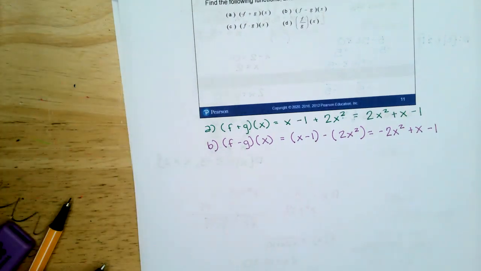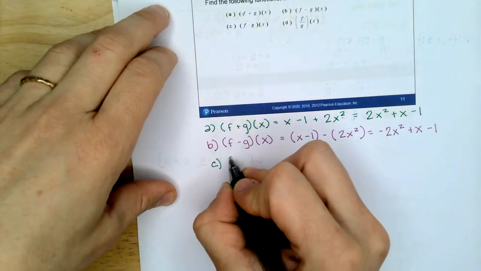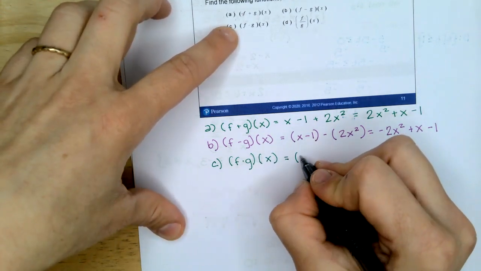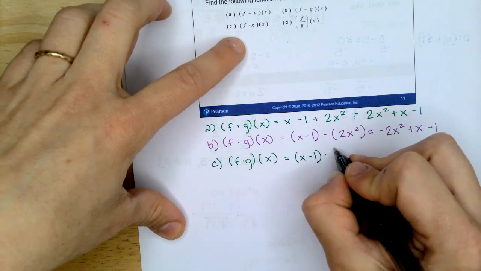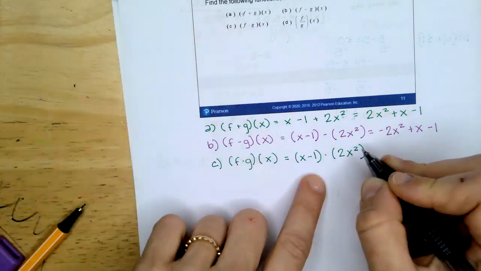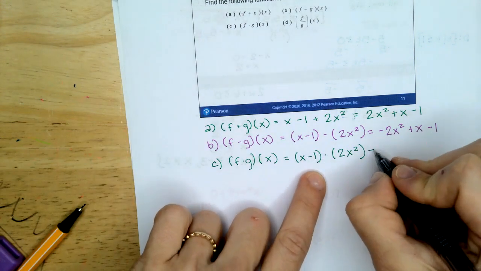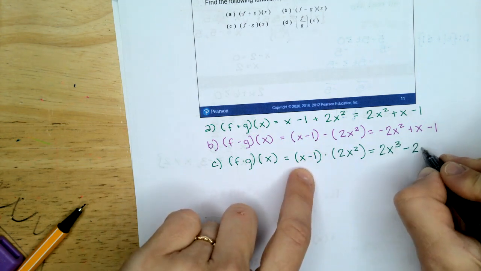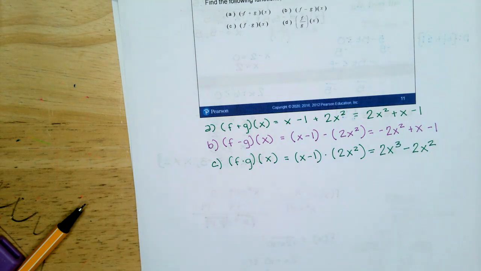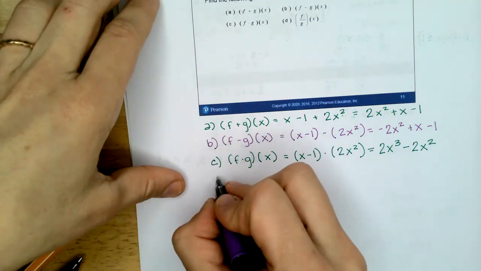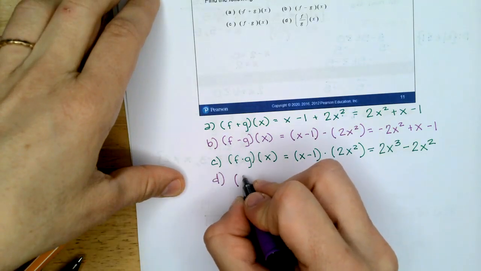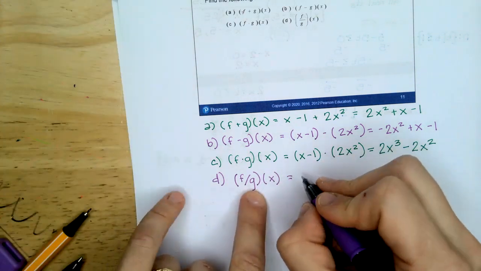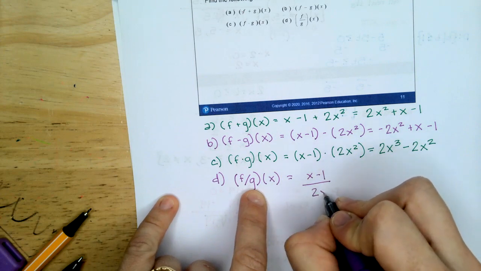Good. C, f times g of x is x minus 1, now you need the parentheses, times 2x squared. I'm going to distribute the 2x squared to the x minus 1. 2x squared times x is 2x cubed, and then 2x squared times negative 1 is a negative 2x squared. Good. And then D is asking us to divide them. So f over g of x is equal to x minus 1 over 2x squared.